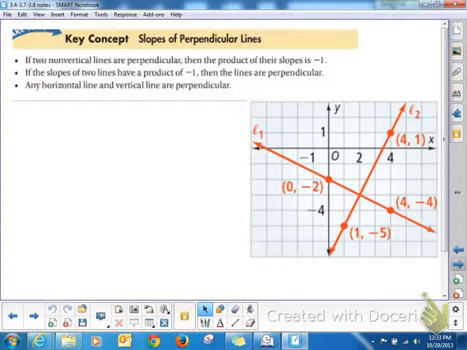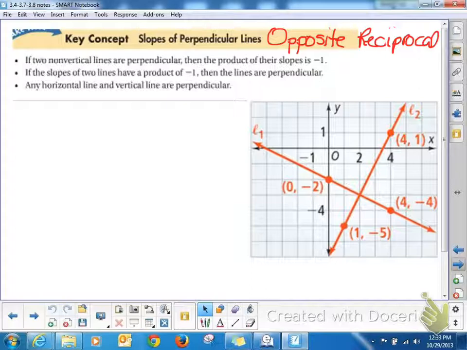The next key concept that we have is that the slopes of perpendicular lines are opposite reciprocals. So opposite, if one's positive, the other's negative. Reciprocal means when you flip it, right? Reciprocal is to flip. So if two non-vertical lines are perpendicular, then the product of their slopes is -1.